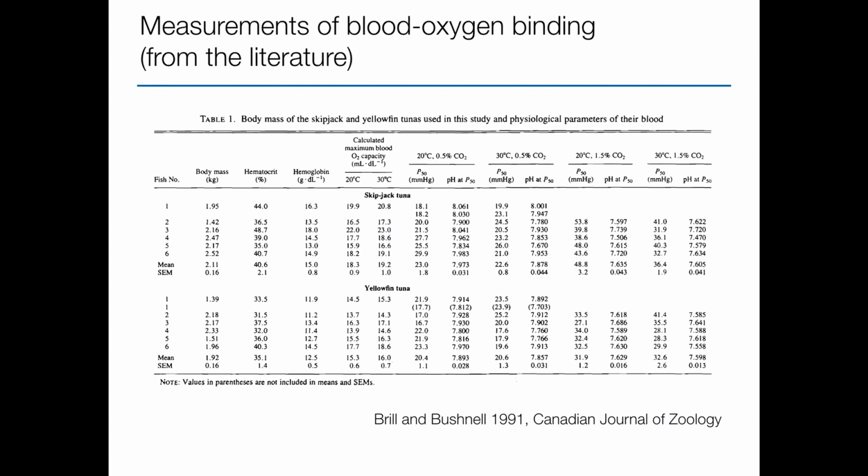Just to show some of the data, what I did was look at blood oxygen binding measurements in the literature. This is just showing what the data looks like in the literature. For each individual fish or whatever animal they measured, they would often only measure up to about 6 fish per measurement. And then they could put all the data right into the paper, so you could actually get the data right from the paper.